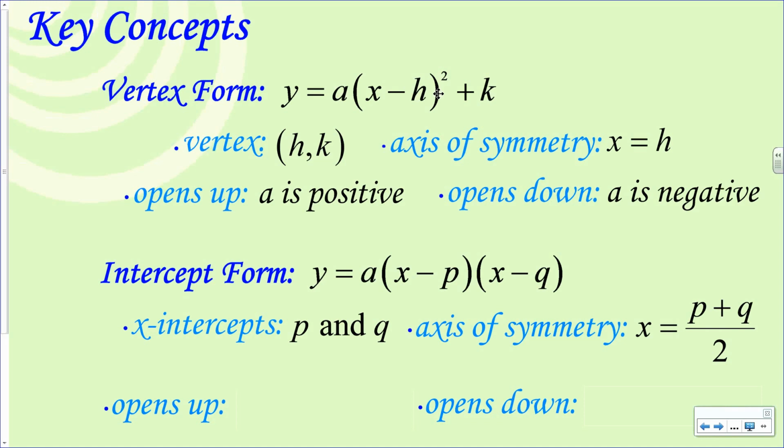You should notice that the axis of symmetry happened to be halfway in between. And if you need to find the vertex, you take the number that you get here, plug it into your equation, and that way you don't have to solve for one problem, and then you get your vertex. Okay? And we'll do that in a problem in a few minutes. And it opens up when a is positive. Good. Just like the other one. And it opens down when a is negative. So that part stays the same. Great.